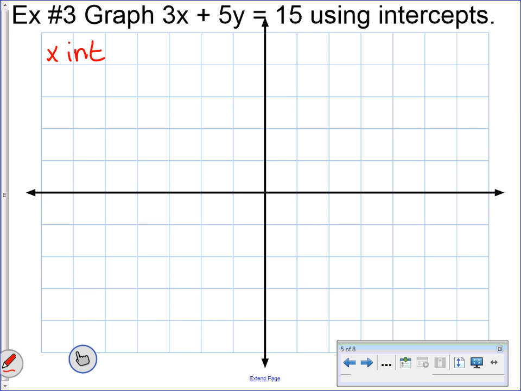So if we're going to solve for the x-intercept, we need to get rid of the y. The resulting equation is only 3x equals 15. To solve that, we simply divide by 3 and we get 5. So the x-intercept is 5. So now go on to the x-axis and put a dot at 5.